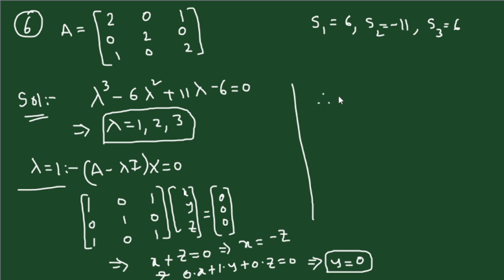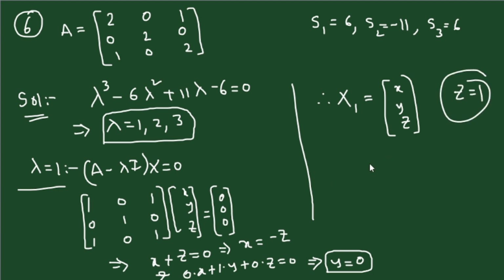So therefore, the eigenvector for lambda equal to 1 is x, y, z. You choose z equal to 1, what will you get? x is minus z, so minus 1, y is 0, z is chosen as 1. So the first eigenvector is minus 1, 0, 1.